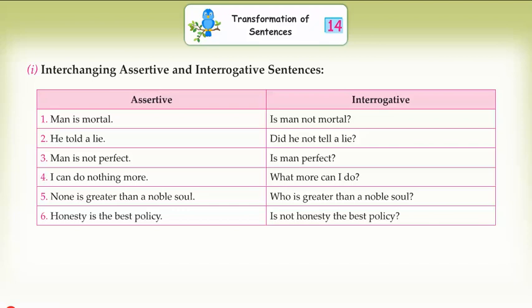5. None is greater than a noble soul. Who is greater than a noble soul? 6. Honesty is the best policy. Is not honesty the best policy?